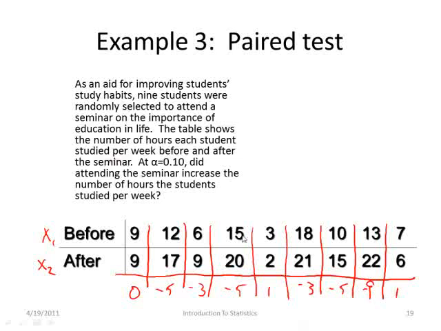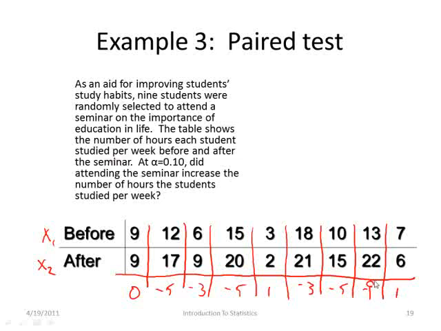Again, working on the idea that if the seminar did not work, then I would expect these numbers to be close to 0. Or another way I could look at it is I could take these differences and then take the average of these differences, and what would I expect the average to be close to? 0.